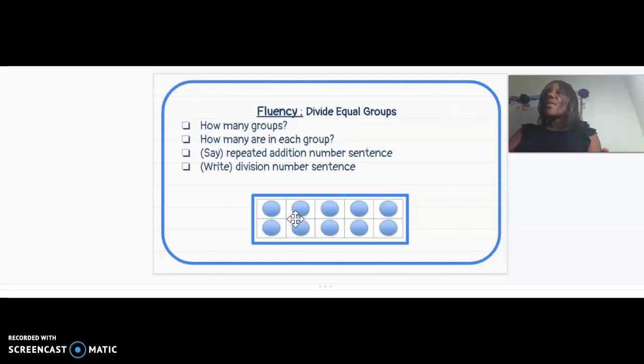What is the division number sentence? Right. 10 divided by 2 equals 5. The 2 represents the groups of. Now let's do more practice. You try 5 groups of 3. Draw an array for 5 groups of 3.